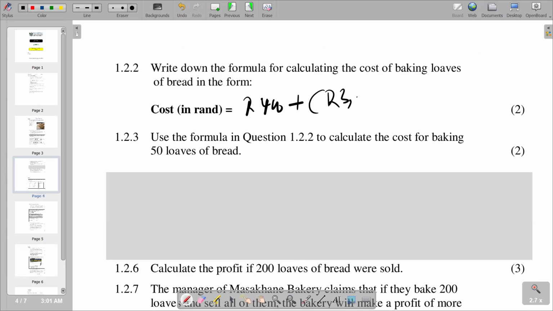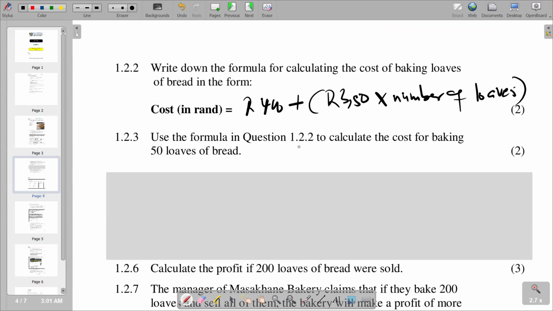Then we multiply by the number of loaves. So basically, this is the formula that we have. Then I will go to the next part.